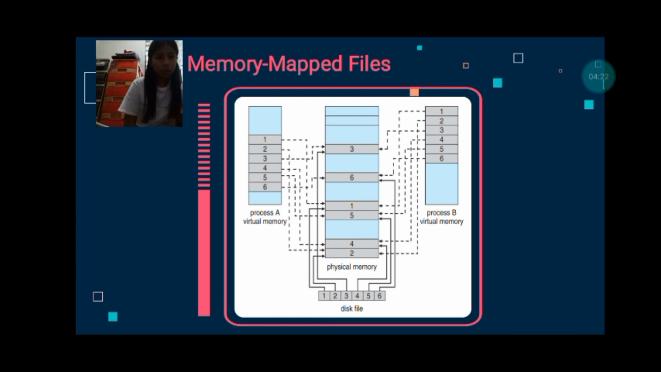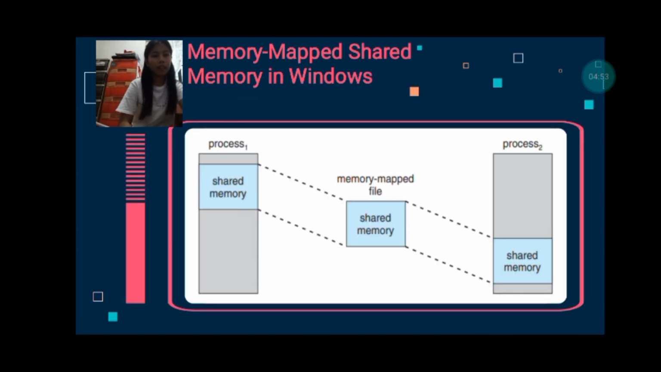Memory-mapped files. So as you can see po, meron pong process A virtual memory, process B virtual memory, then this file. So multiple processes may be allowed to map the same file concurrently to allow sharing of data. Writes by any of the processes modify the data in virtual memory and can be seen by all others that map the same section of the file.